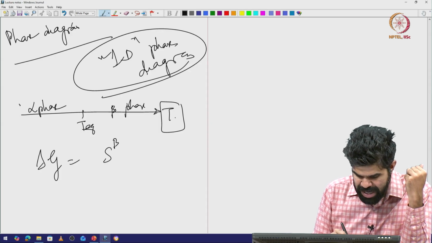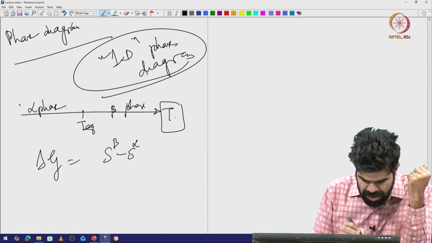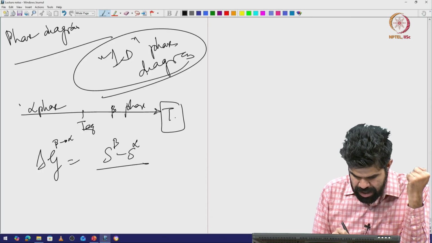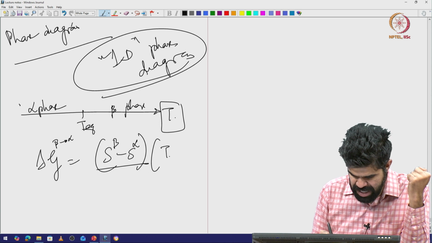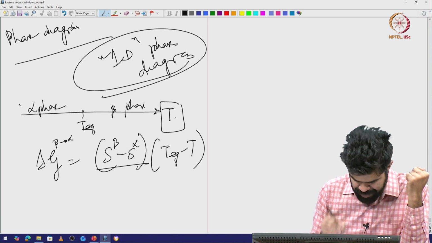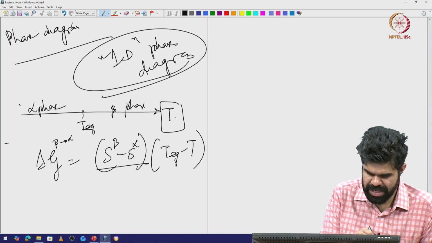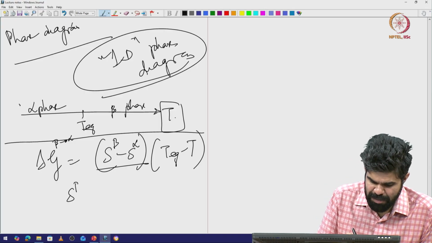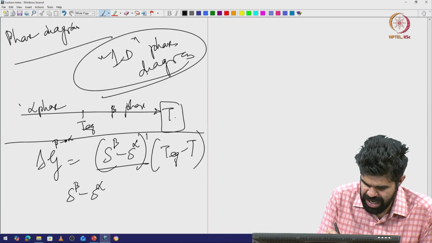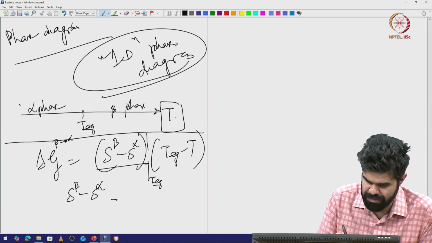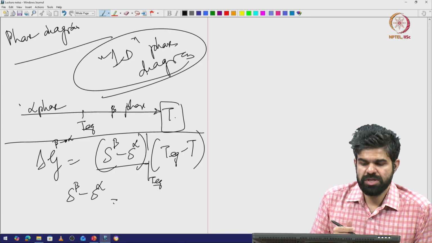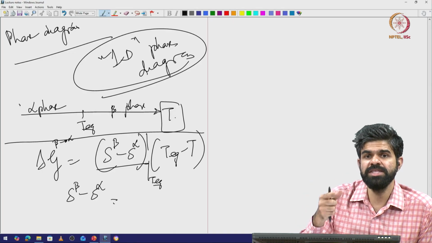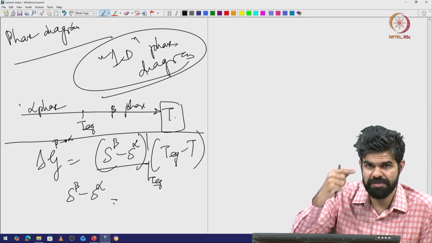Okay. Now let us go back to this delta G equal to S beta minus S alpha, this is for beta to alpha, times T equilibrium minus T, right. So, this is the driving force equation for beta to alpha. Now, S beta minus S alpha, this is taken at T equilibrium. What is this number? So, this is delta S between the beta phase and the alpha phase. So, what is the difference in entropy between the beta phase and the alpha phase, right.